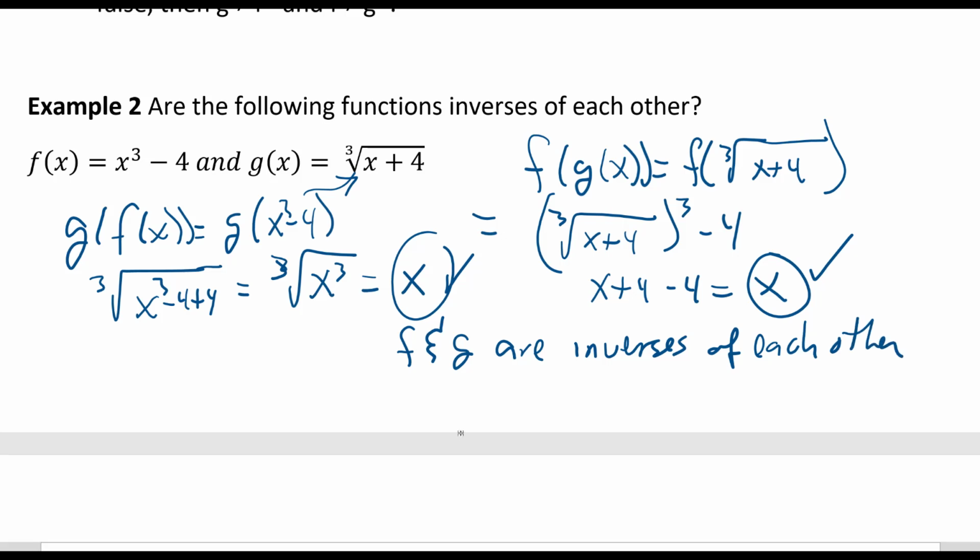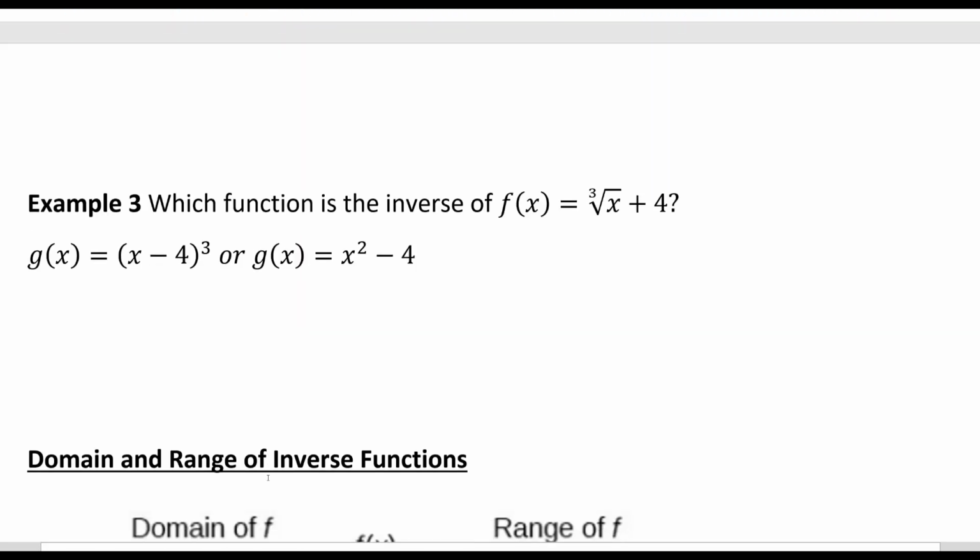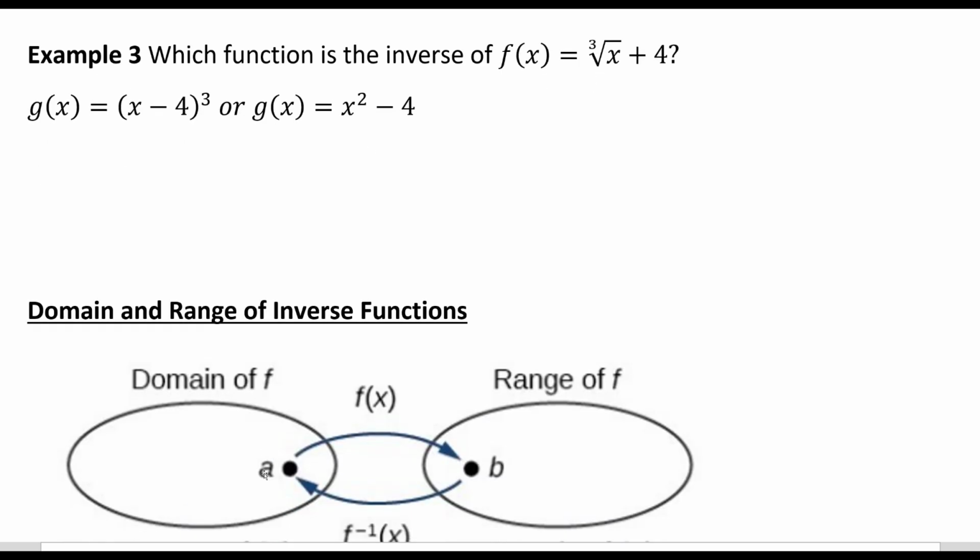Okay, let's move on. Let's look at example 3. We have f of x equals the cube root of x plus 4, and g of x is the quantity x minus 4 cubed, or is it g of x going to be x cubed minus 4?